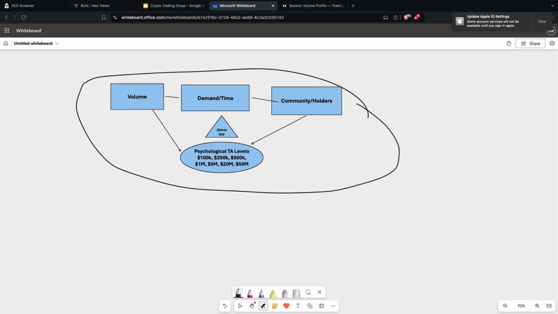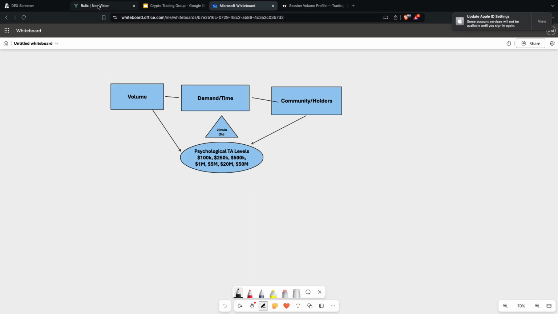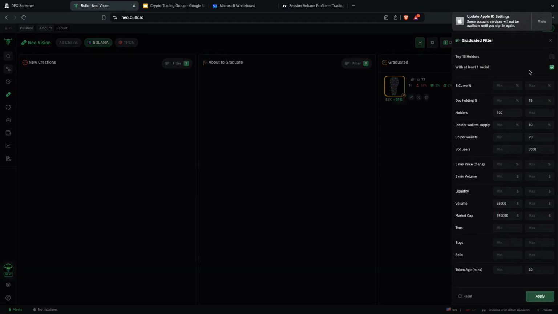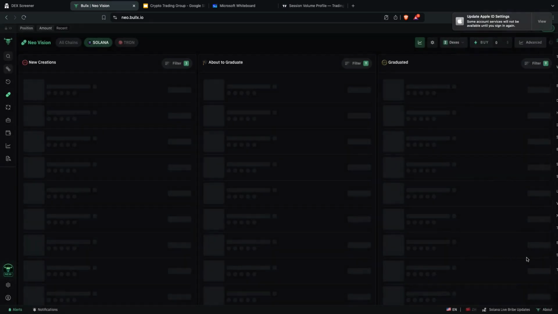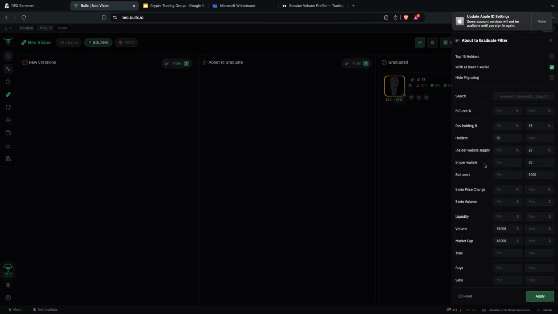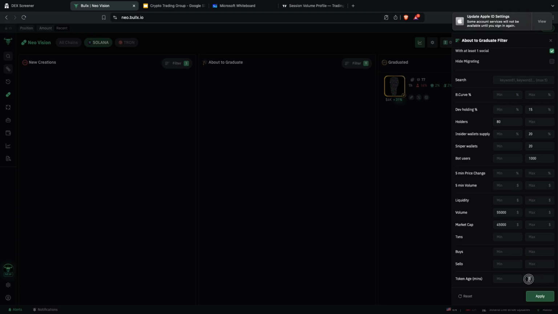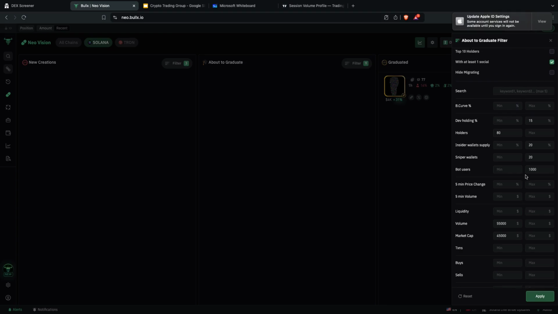You understand? All right. So I'm also assuming that you already have the right filters when it comes to Neo Bullx. In case you don't, this is what I'm looking at right now. The token age is going to be 12 minutes. You can leave it at 12 minutes or 30 minutes. It doesn't really matter. The about to graduate filters are like this. With this one, it's 3 minutes. And these are the other settings that I have.